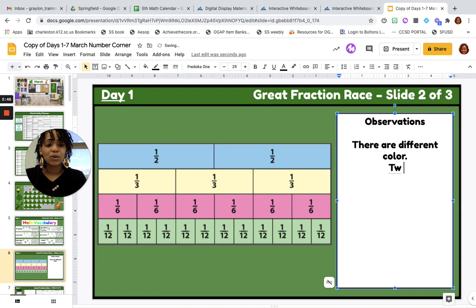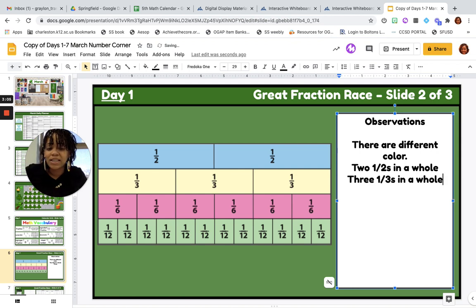Good. So I'm going to say we have 2 1/2s in a whole. So can you take that statement and run with it for the other ones? Yeah, that means we have 3 1/3s in a whole. And that was a big idea that you guys should have learned hopefully last year in 3rd grade and maybe recognize now. That we need 3 1/3 size pieces to take up this whole thing.